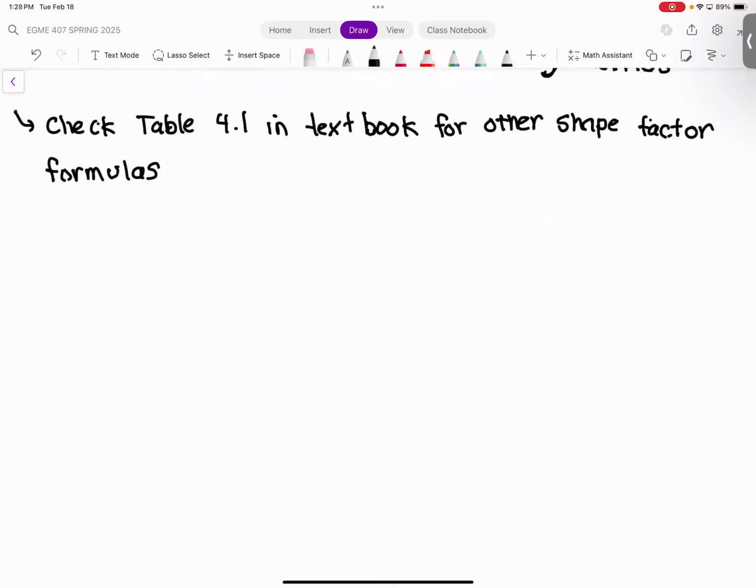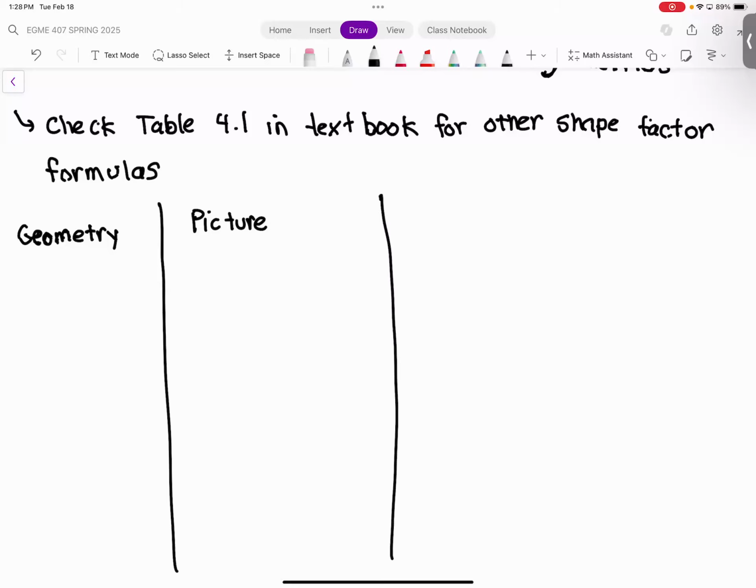So there are 4 columns. The first column is the geometry. So the first column is kind of a description of the geometry which it has the shape factor for. Second column is the picture. Okay. So the picture is there to illustrate to you what that geometry looks like. Okay. It also shows you where the dimensions are. So third column is going to be restrictions. Okay. So a lot of times these shape factor formulas, there's some kind of restriction in terms of a certain regime that you can use it in. Okay. And the last one is the shape factor itself.